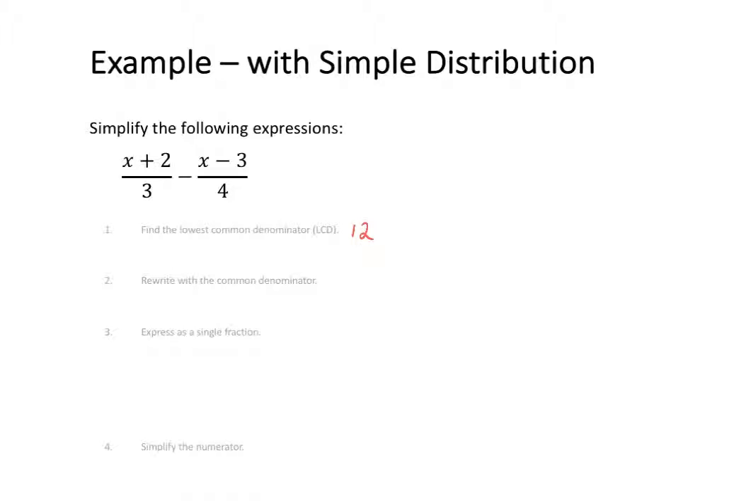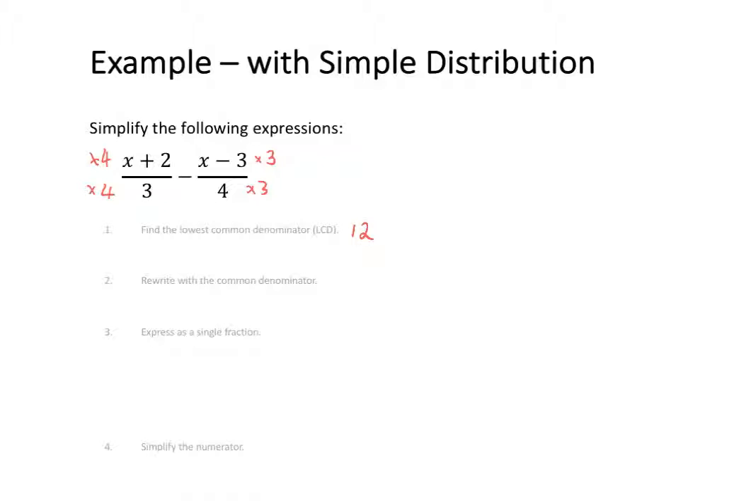So now I want to go ahead and rewrite that with common denominators for step 2. I need to look at how I go from 3 to 12 and how I go from 4 to 12. To go from 3 to 12, I need to multiply my denominator by 4. And if I'm multiplying my denominator by 4, I need to make sure I'm multiplying my numerator by 4. And to go from 4 to 12, this time I need to multiply by 3. And what I do to the denominator, I need to do to the numerator as well.